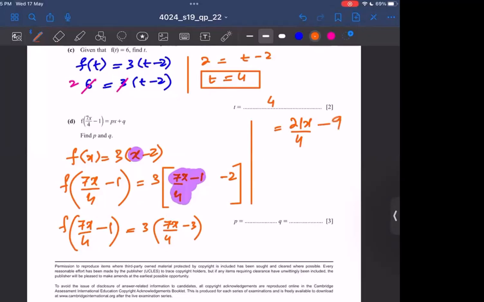So if we compare it with px plus q, you're going to get the value of p as 21 by 4 and the value of q as minus 9. Right? This is the comparison. You just compare it with px plus q. The coefficient of x is p, the coefficient of x is 21 by 4, the constant term is minus 9, the constant term is q. You got the value of q as minus 9. Okay. So this was the last question from the paper.